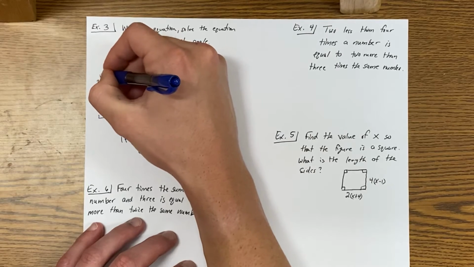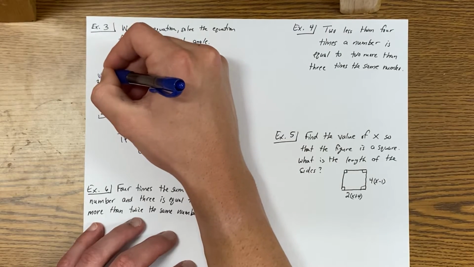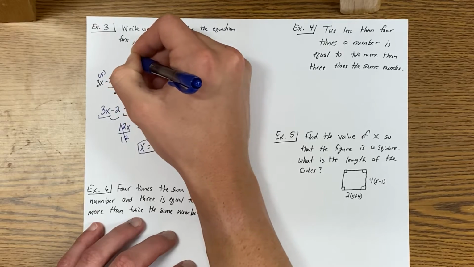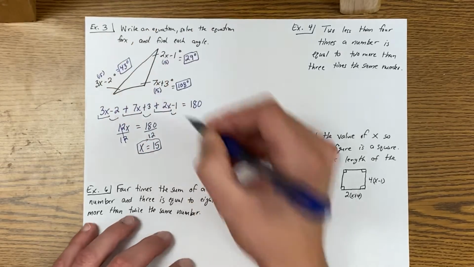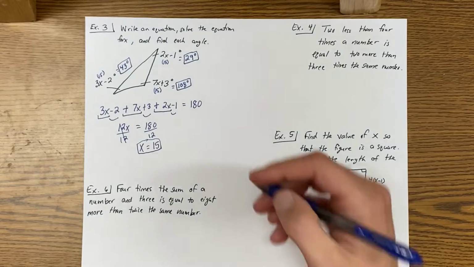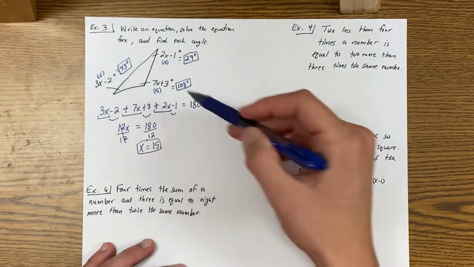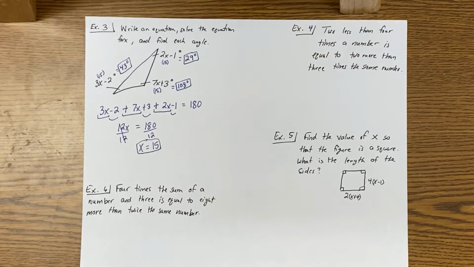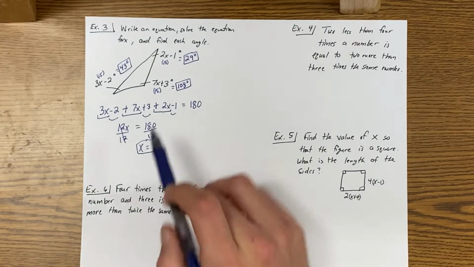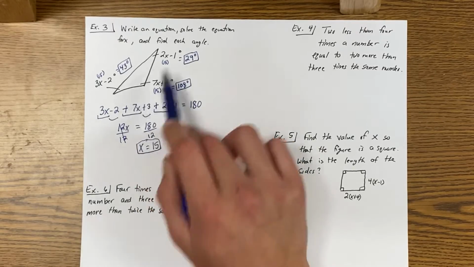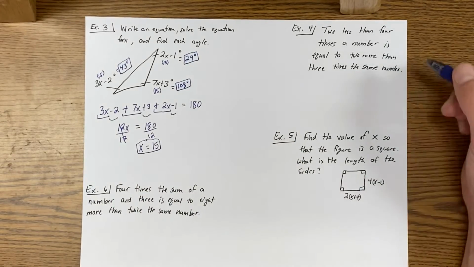Then over here, plug in 15 for x. 3 times 15 is 45, minus 2, I get 43 degrees, okay? So if I want to check myself, I could add those together, 108 plus 29 plus 43, and it should equal 180 degrees. So make sure we've done everything. Write the equation, solve for x, found each angle, so we're good. All right, let's move on.